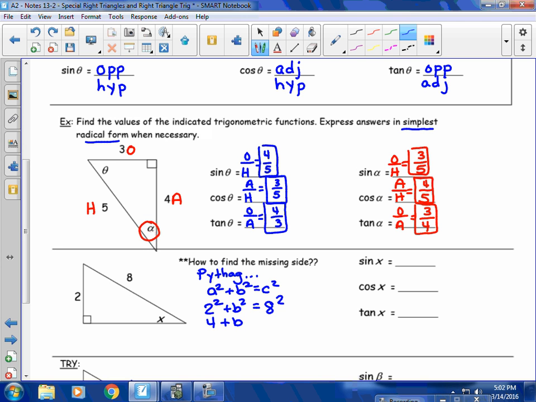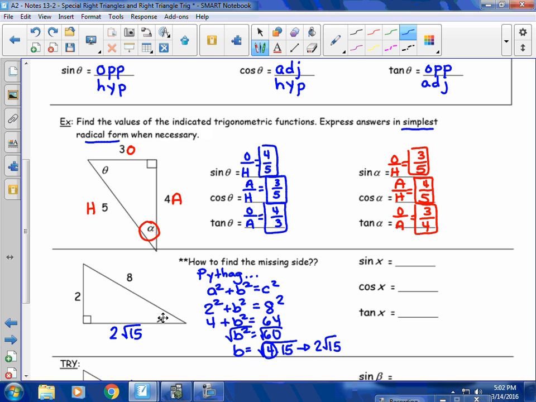So 4 plus b squared equals 64, which means b squared equals 60. Take the square root of that. Remember, simplest radical form, we got to break that up if we can. So 60, well, I know 4 goes into that. That's a perfect square. 4 times 15. So I can pull this 4 out. 2 radical 15. So this side is 2 radical 15.